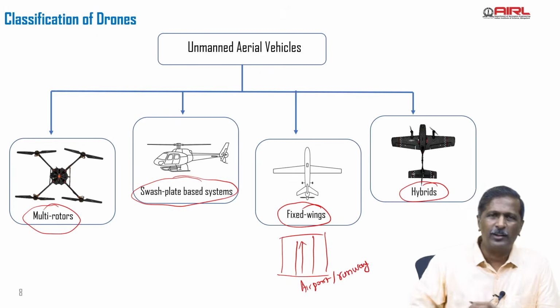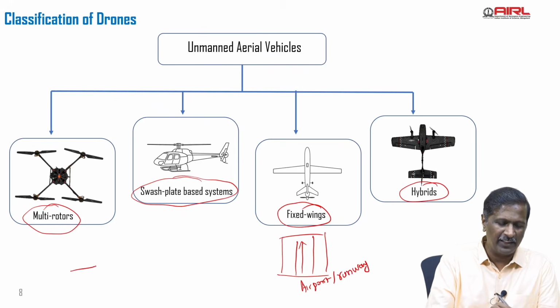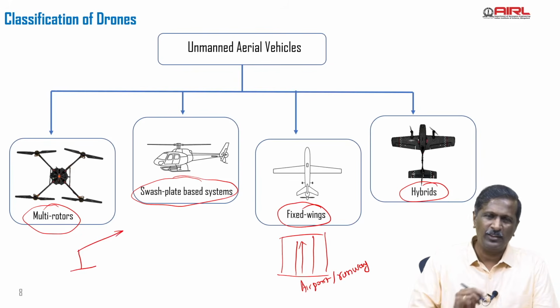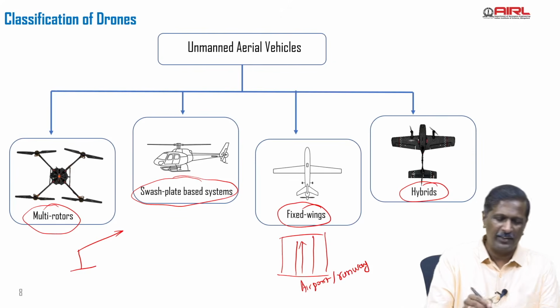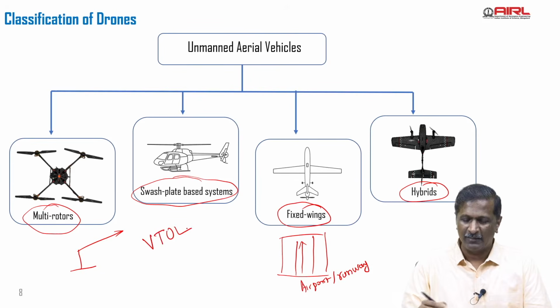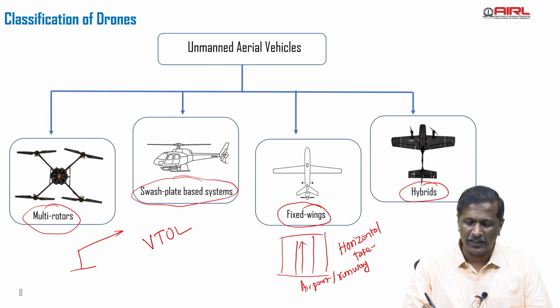But if you look at the multirotor, it doesn't require any runway, it just needs a point. It can take off vertically from that particular point and start navigating from anywhere. Helicopters also can just take off from the ground vertically and then navigate. We generally refer to this as vertical takeoff and landing capability. Whereas aeroplanes have horizontal takeoff. They have to take off and land using a runway.